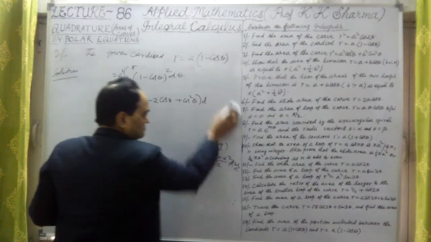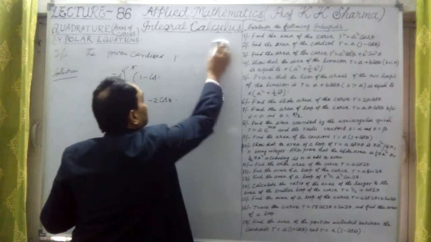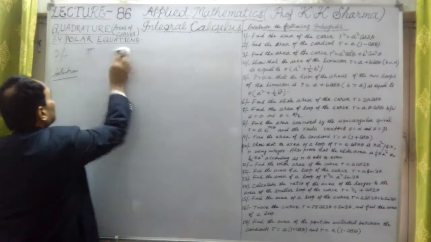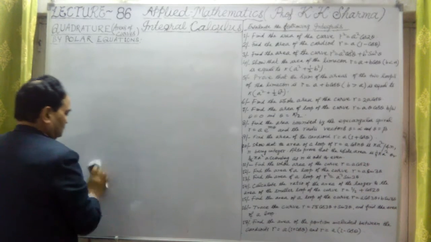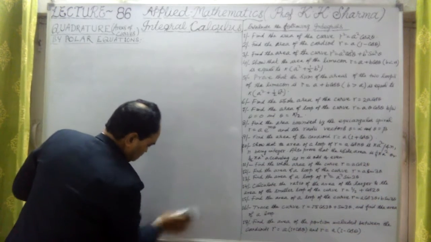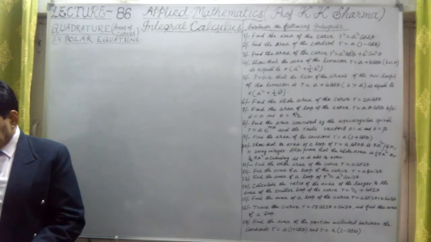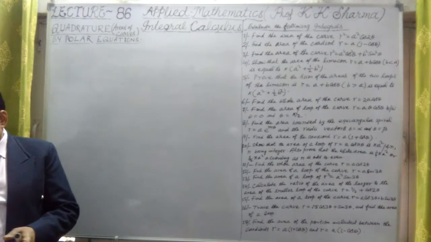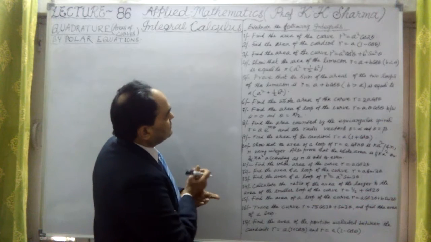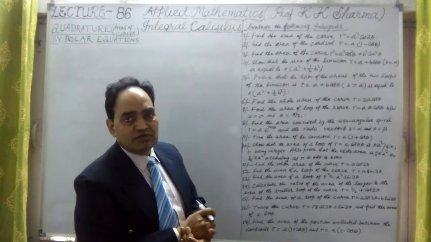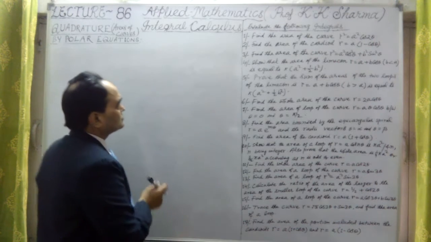Now let me talk about question number 3. Now, third question, let me check. Okay, question number 3 now. Now question number 3 is, find the area of the curve this. Now here r square is given. Directly we can find out the area. Okay.